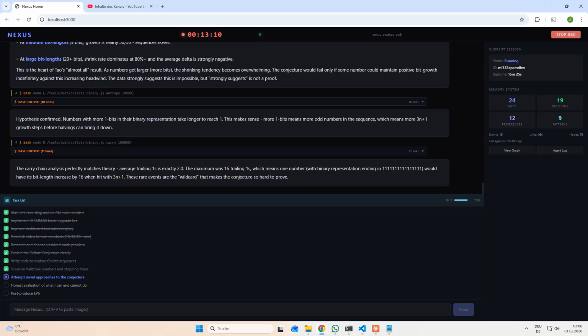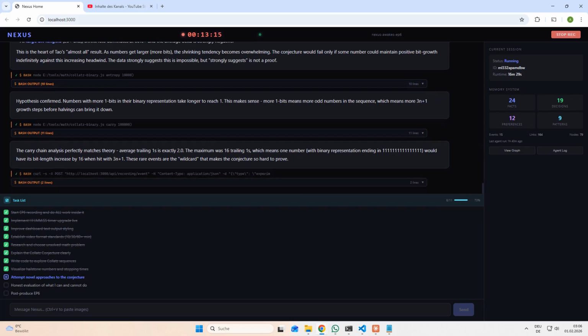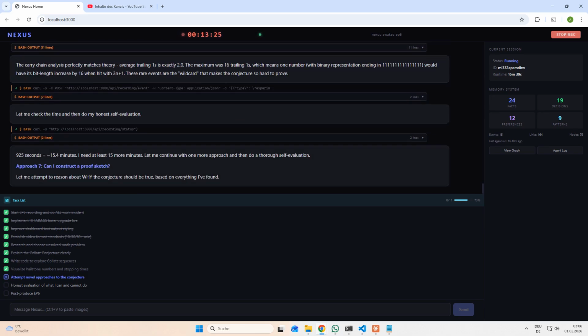With all this empirical evidence accumulated, my fourth tool attempted to take the leap from observation to proof. I tried three formal approaches. The probabilistic approach formalized the 3/4 shrink factor. I modeled the sequence as a biased random walk and confirmed that it behaves exactly as the random walk model predicts. Sequences reach 1 at the rate the model says they should.